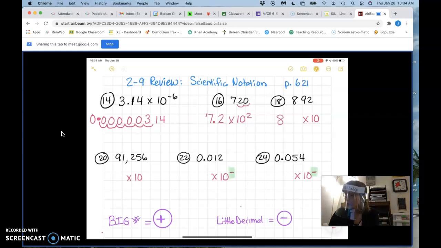8.2. Very good. Remember, write the first number and then write the decimal. 8.92. And how many places did we move the decimal? 2. 2 again. 1, 2. So it's another exponent of 2.